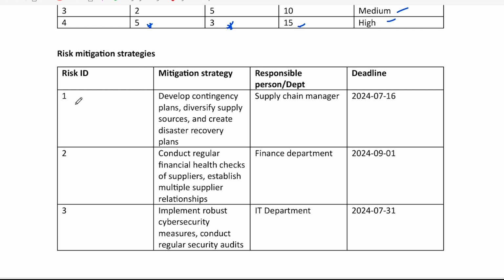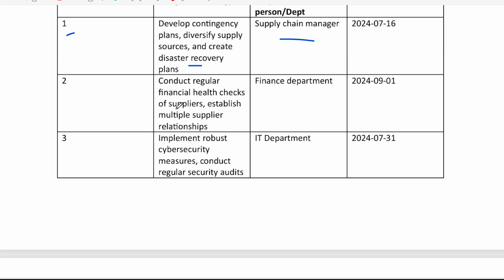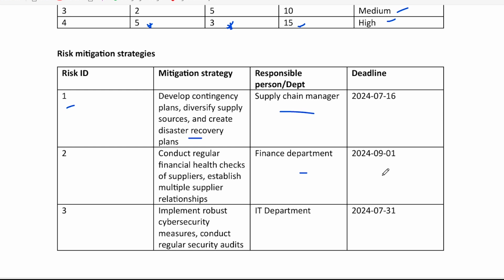So the mitigation strategies for natural disaster, which was 1: develop contingency plans, diversify supply sources, create disaster recovery plans, which we look at by the time you're done. Who's going to do that? The supply chain manager. The same for all these. For the next one, conduct regular financial health checks and all that stuff, done by who? The finance department. When is the deadline for doing all this stuff? You have them.